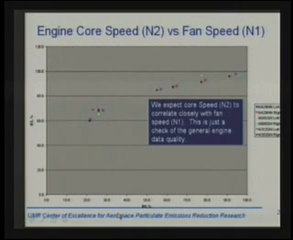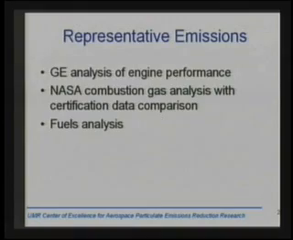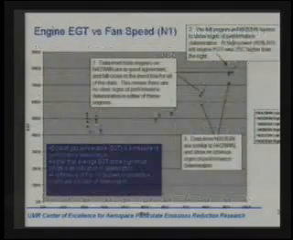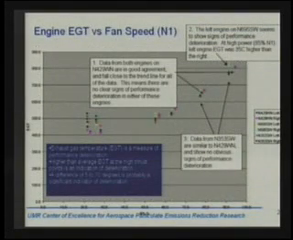So generally speaking then, we're happy from that perspective that these engines, all of them that we looked at, are making representative emissions. Another thing we can do is look at exhaust gas temperature versus fan speed. And again, if we see some anomalies here, then we'd have evidence of performance deterioration. For example, a higher than average exhaust gas temperature at high thrust points would be an indication of deterioration.